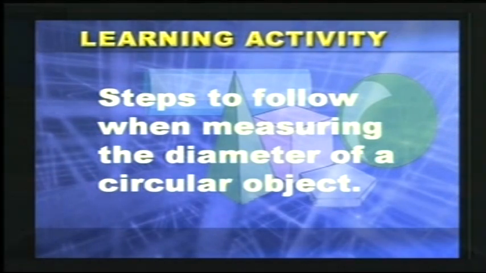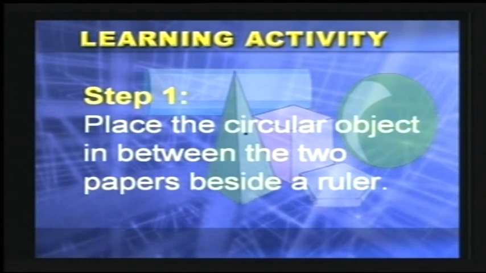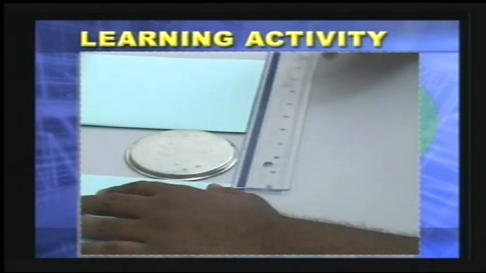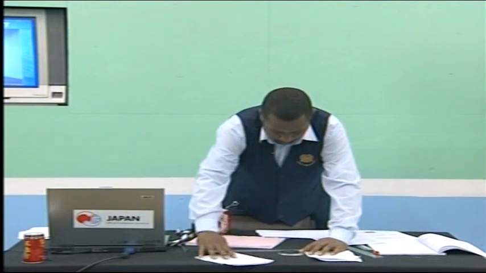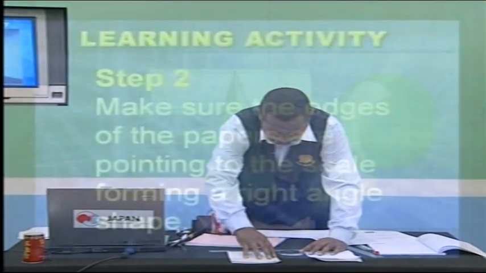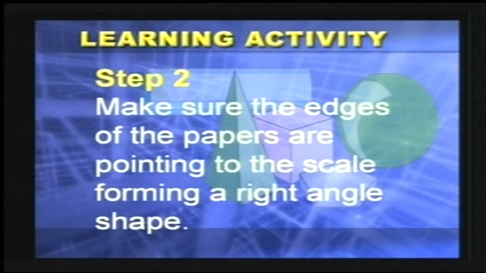First one, okay, step number 1, place the circular object in between the two papers beside a ruler. So you should have placed the circular object in between the two papers next to the ruler like that on the screen. Let's do that. Okay, the next step, step 2, it says, make sure the edges of the papers are pointing to the scale, forming a right angle shape. Okay?